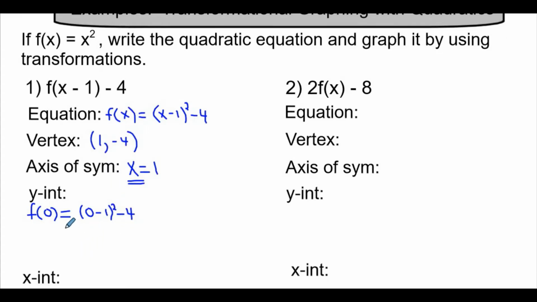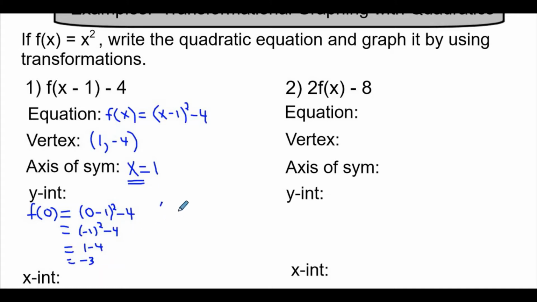So we're going to simplify this expression. 0 minus 1 is negative 1, right? And you square that, and then you subtract 4. Please remember that anytime you square something, it is positive. So this will be 1 minus 4. So this comes out to negative 3.